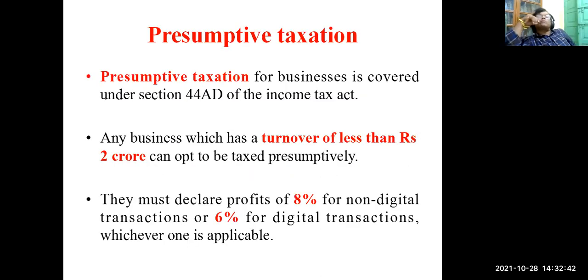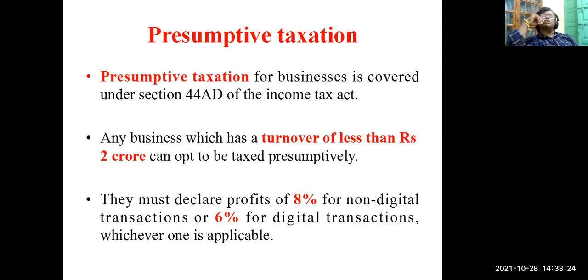Then a little bit, 1 minute, please see what is presumptive taxation. Presumptive taxation is for businesses covered under Section 44AD of the Income Tax Act. So what is it exactly? There may be a short note. Presumptive taxation, you please learn from your book also. It means that any business which has turnover less than rupees 2 crore can opt to be taxed presumptively without having details of account and like that. So the business firm must have turnover less than rupees 2 crore. That's a point to be noted.